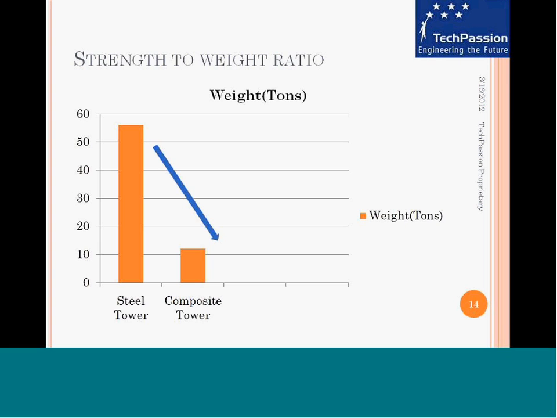An analysis of the strength to weight ratio. Here we are plotting the weight in tons for the steel tower in comparison to the composite tower. So we get a 78% weight reduction again in this case.